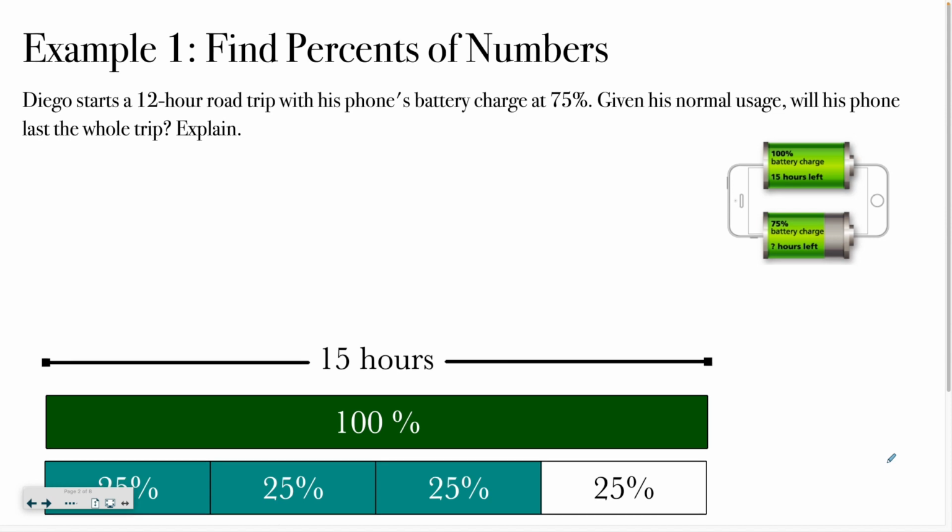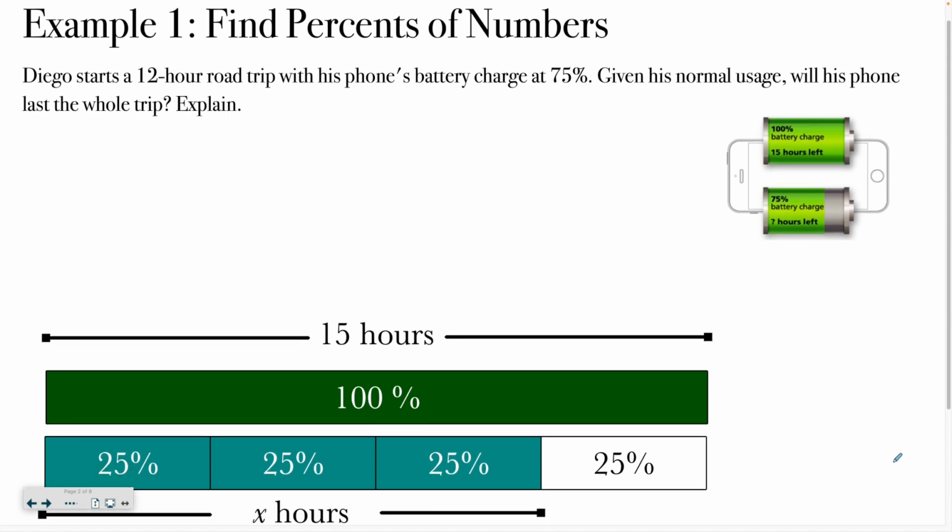Okay, so we have this word problem. Diego starts a 12-hour road trip with his phone's battery charge at 75%. Given his normal usage, will his phone last the whole trip? Explain. Now, if we look over here, we can see a little picture of a phone, and then it says that when it is 100% charged, there are 15 hours of usage.